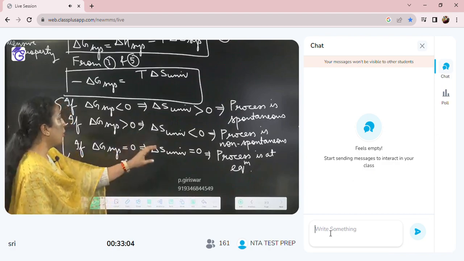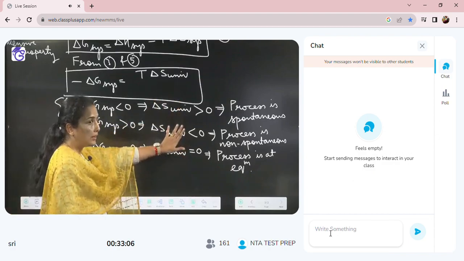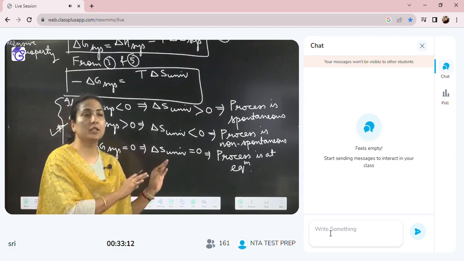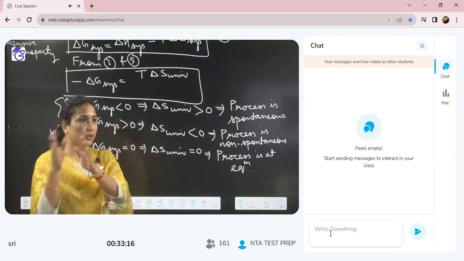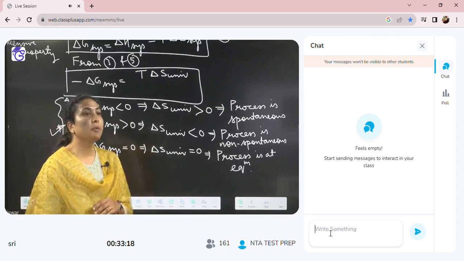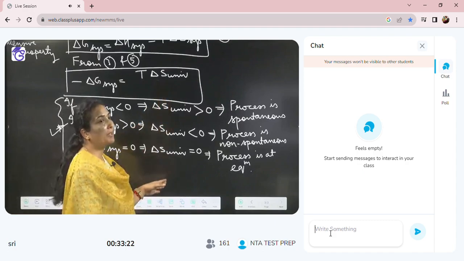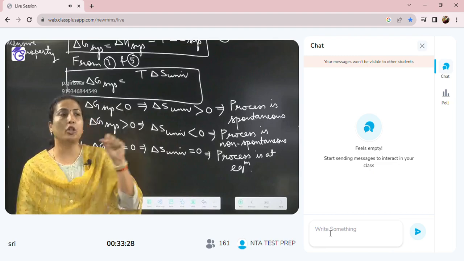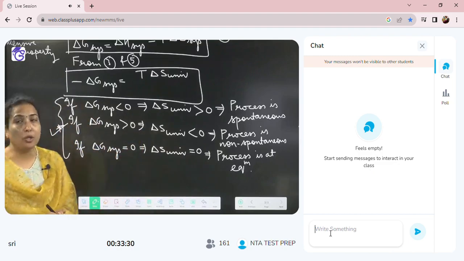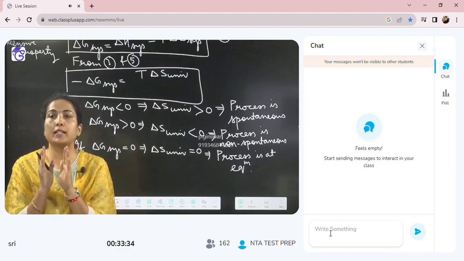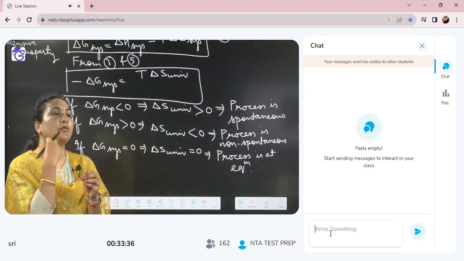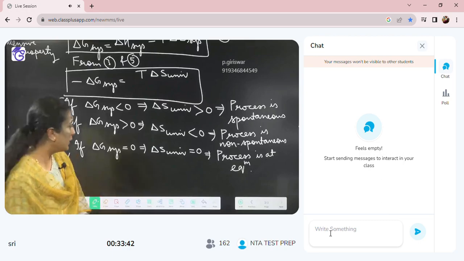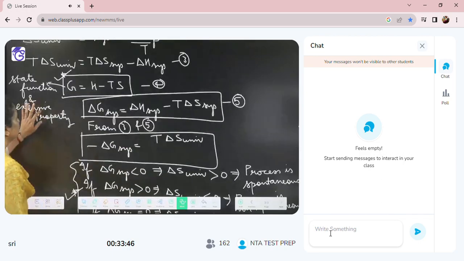Now, this was only for your understanding. The actual criterion has become delta G. If delta G is less than 0, the process is spontaneous. Delta G greater than 0, the process is non-spontaneous. If it is 0, it is equilibrium. So we have reduced our dependency on the surrounding parameter for predicting spontaneity, and we are depending only on delta G, which is calculated based upon system parameters. By introducing Gibbs energy, the dependency on the surroundings is reduced. Are we able to understand this? Please write this down, then we'll proceed further.